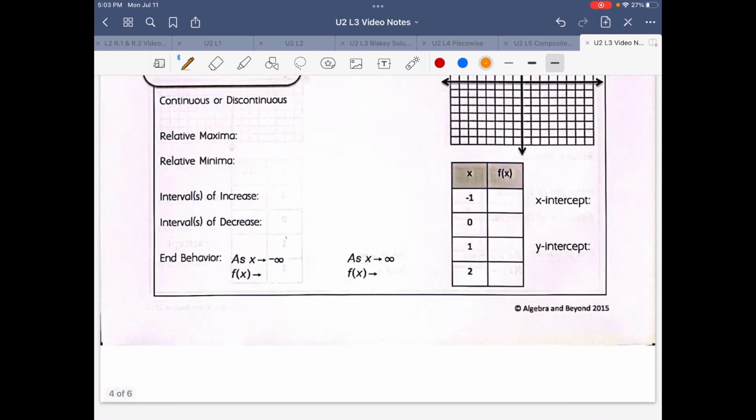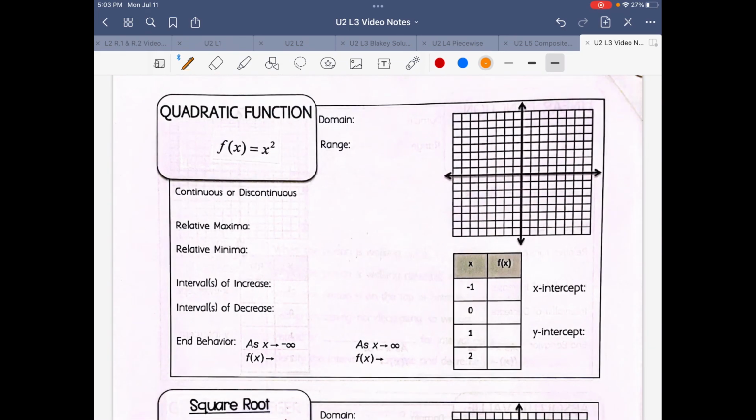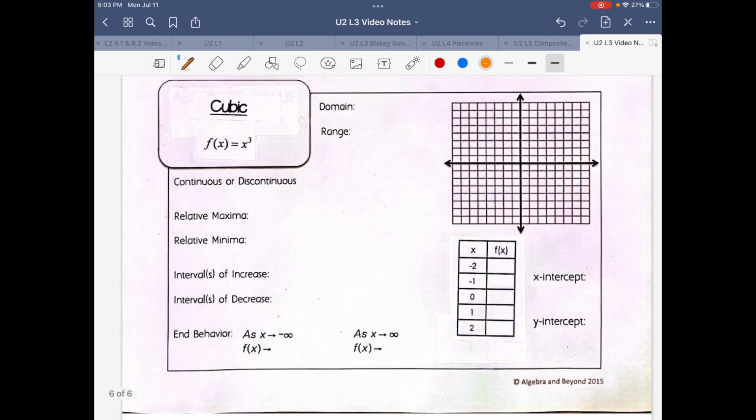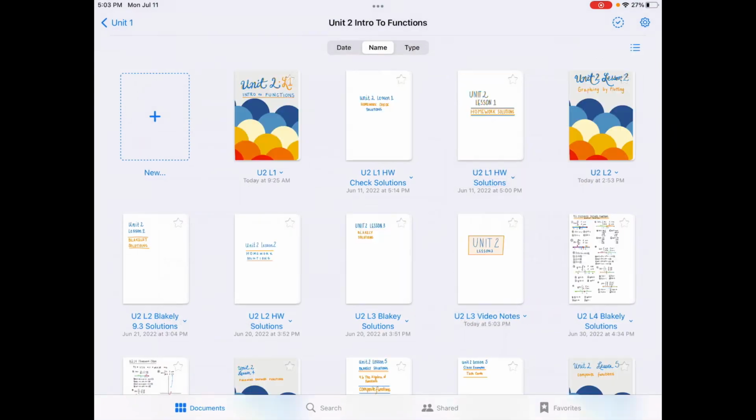Okay, so you're going to do that for each of these functions. I think there's 6 of them. And you're going to bring this into class with you tomorrow. So that's all of your notes.